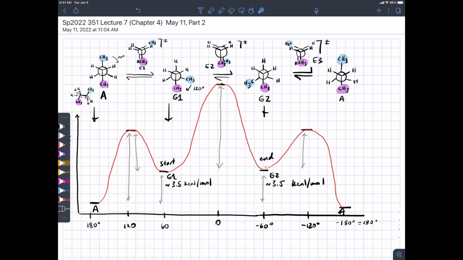So my guess is that at room temperature, you can easily go back and forward from anti to Gauche 1 and from anti to Gauche 2. My guess is it's quite a bit more difficult. I think this barrier is maybe 10 kilocalories per mole high. I mean, depending on what your text says. That's probably high enough that it's not happening a lot, at least not at room temperature.